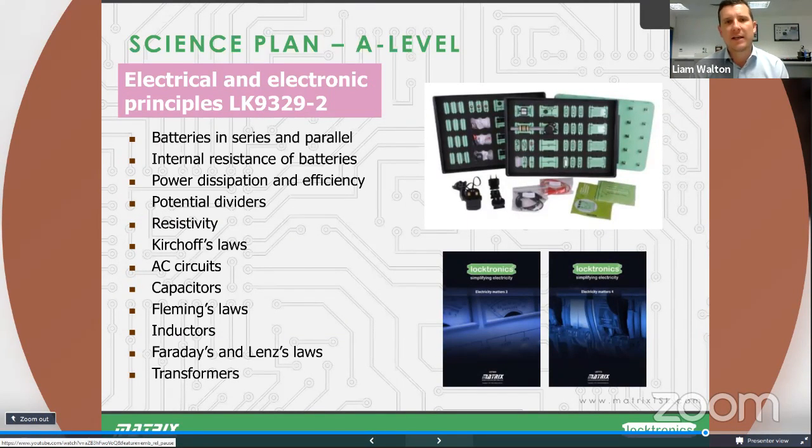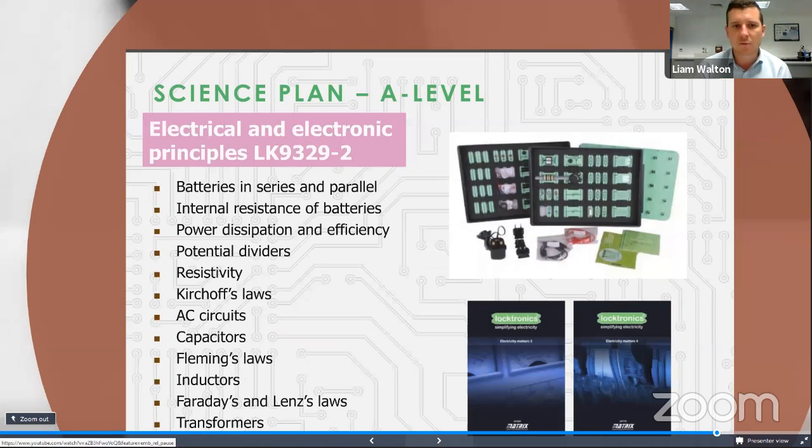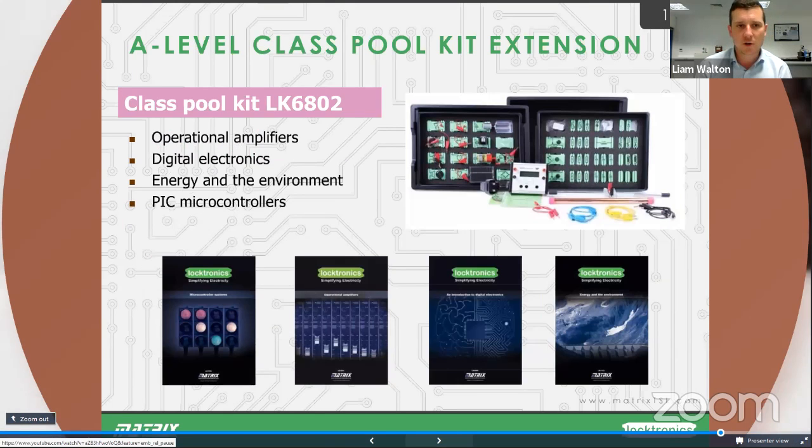So this kit, the LK9329, covers a whole range of topics that are required to be delivered in the A-level science. It covers circuit symbols, conductors and resistors, Kirchhoff's law, AC principles, Ohm's law, measuring current, measuring voltage, and so on. And all of this can be seen through the curriculum workbooks.